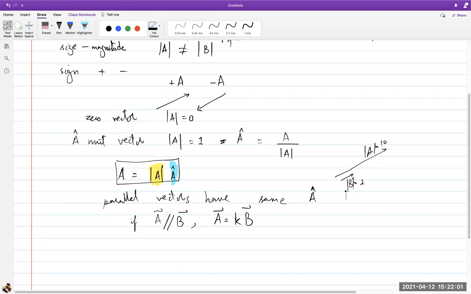So sir, जो symbol है the hat one, that's for the unit vector and that's also for the direction, right? Yeah, it tells us the direction. Yes.